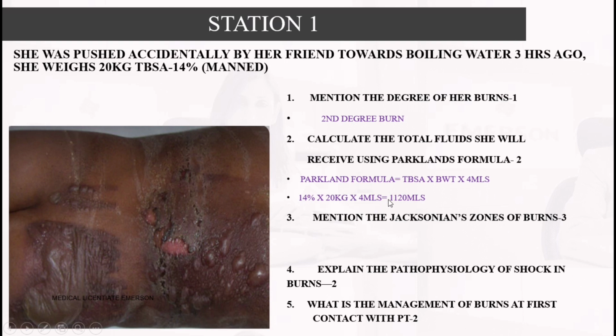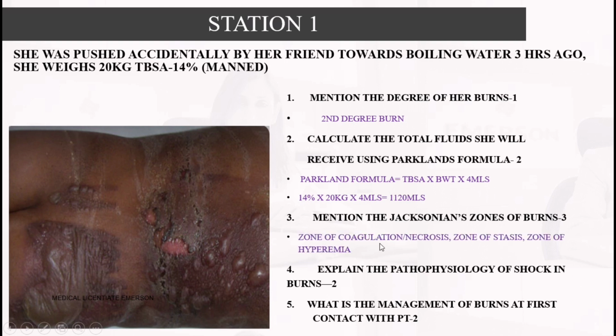If you multiply this, you are going to get 1,120 mLs. Then we have just been told to calculate the total. So this is the total. We haven't been told to say how we give it. So we are done for this one.